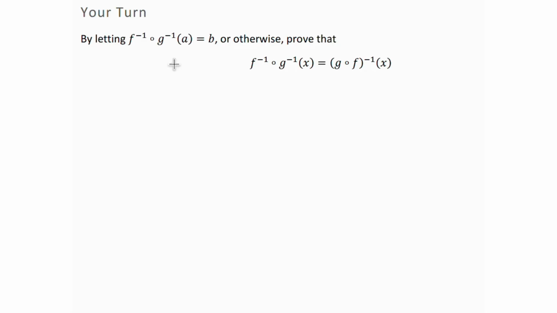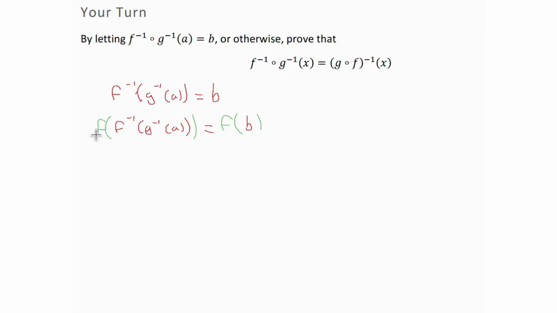So we've been told to use this or otherwise, but let's use what we've been told to use. So F inverse composed with G inverse of A is equal to B. The first thing I'm going to do is take F of both sides. So I'm going to do F of this whole thing, F inverse G inverse of A, and that is going to be equal to, as long as I do F of both sides, they remain equal. So that's the same as F of B.